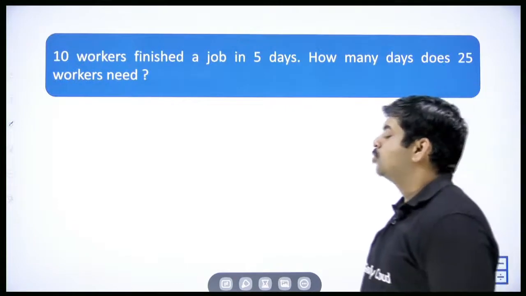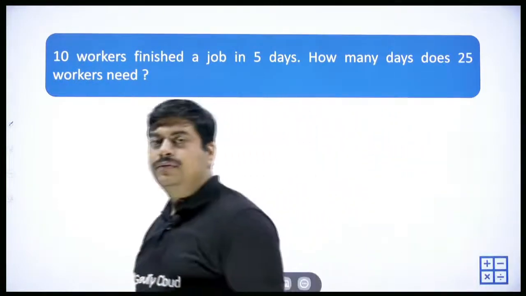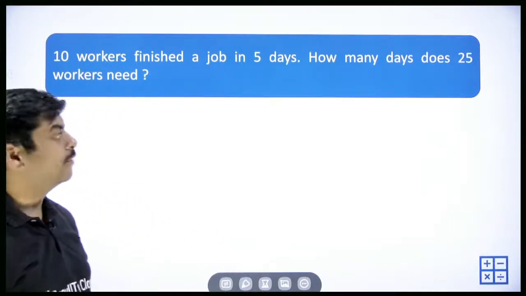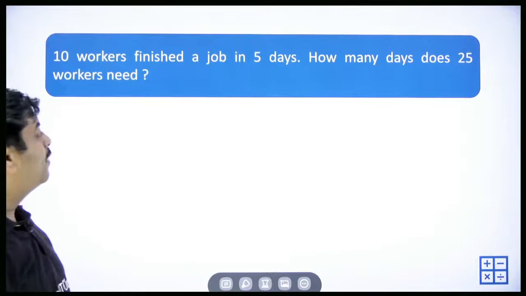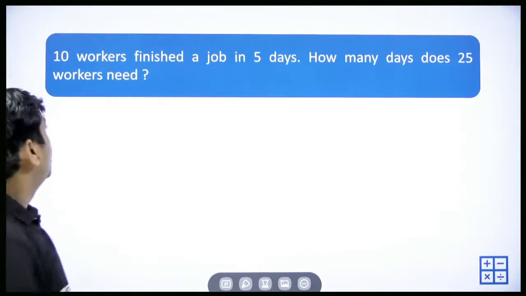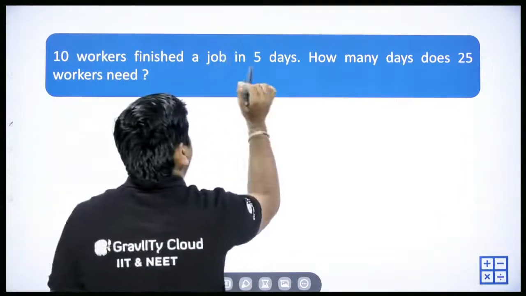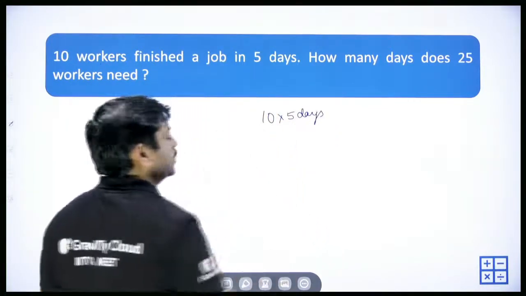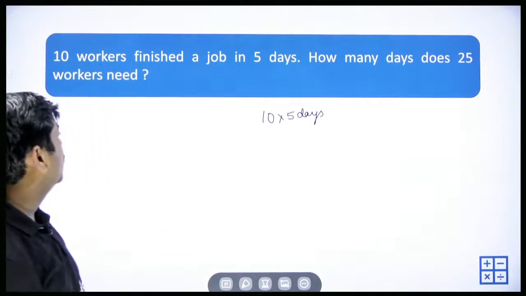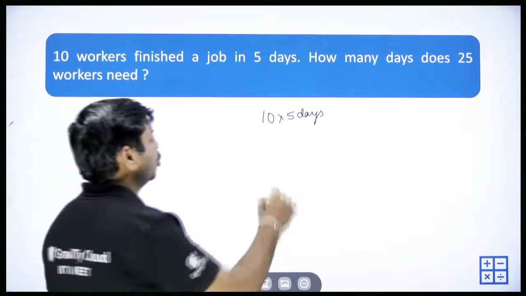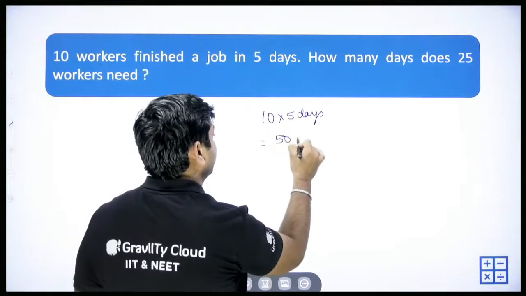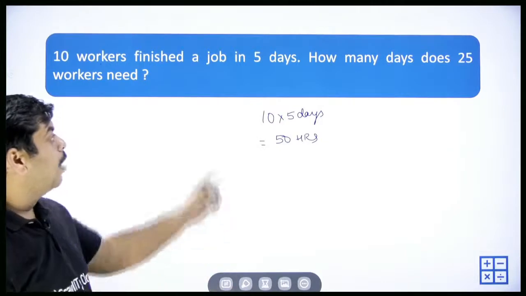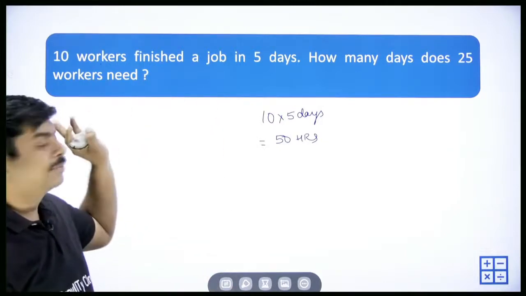10 workers finished a job in 5 days. So per day, per person is doing 1 by 50th of the work. How many days does 25 workers need? Okay. 10 workers finished a job in 5 days. So 10 into 5 days is equal to a total of 50 man hours, you can say. How many days does 25 workers need?